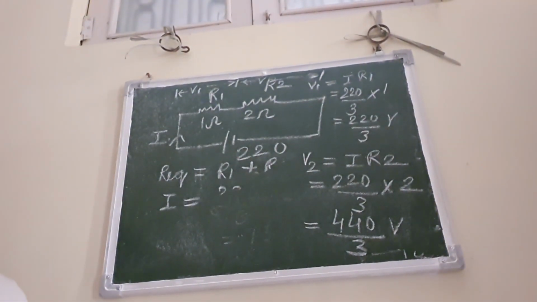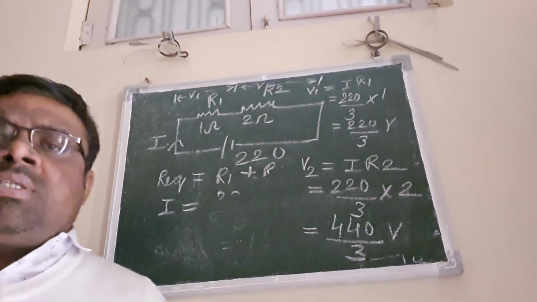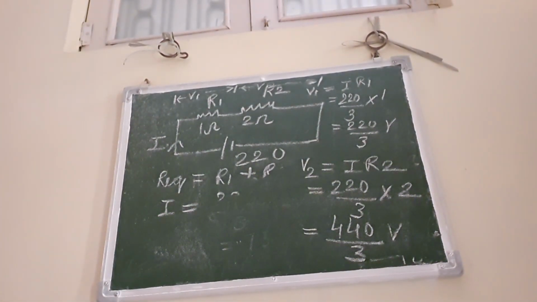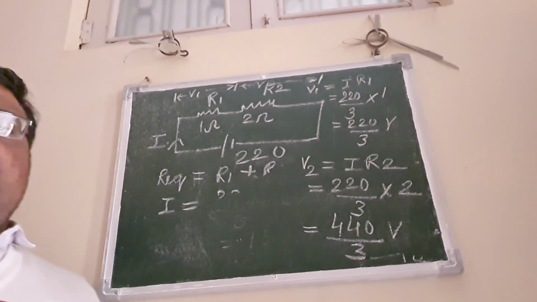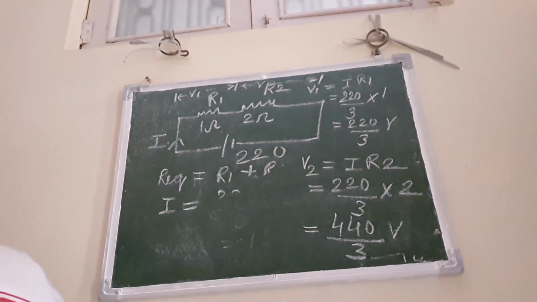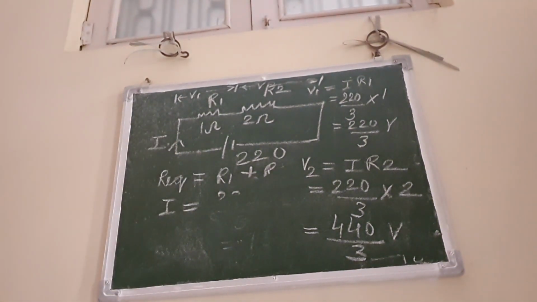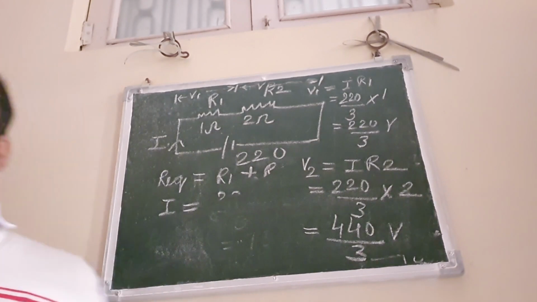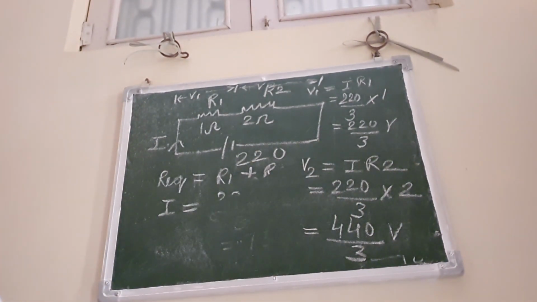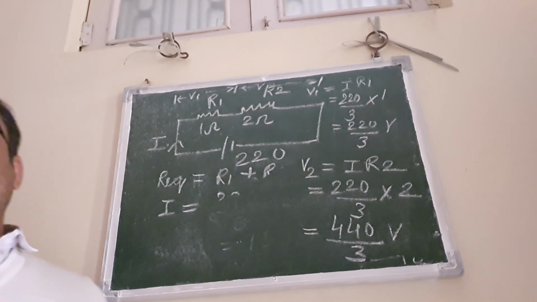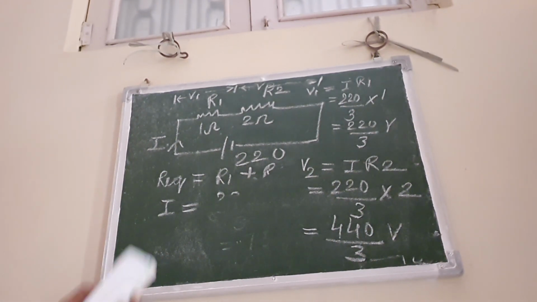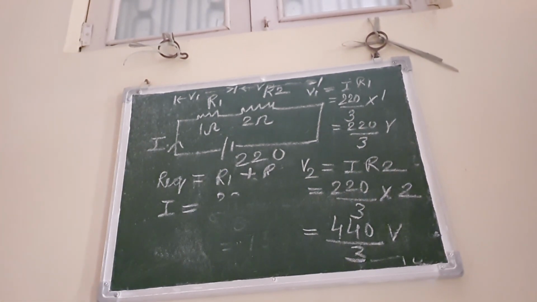So I think you have understood this question. We are going to understand this question once more. Here there is a circuit having resistances R1 and R2, of 1 ohm and 2 ohm, and current I is flowing through this circuit. The potential drop across it is 220 volt. So the current flowing through it will be I.